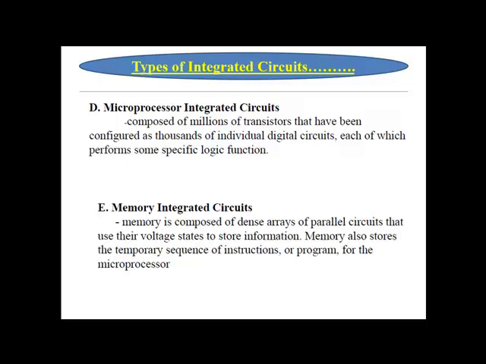Now coming to the memory integrated circuit. Memory is composed of a dense array of parallel circuits that use their voltage states to store information. Memory also stores the temporary sequence of instructions or program for the microprocessor. So basically, what is memory? Memory will store the required information in terms of voltage. So it is an array of parallel circuits.